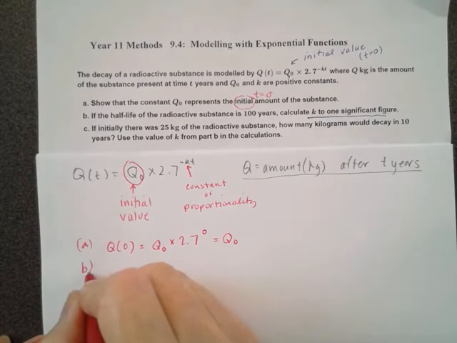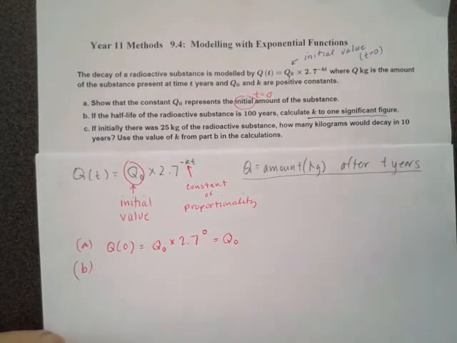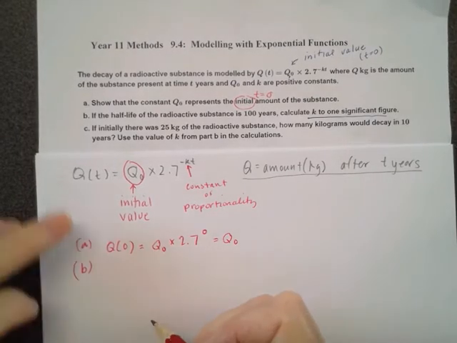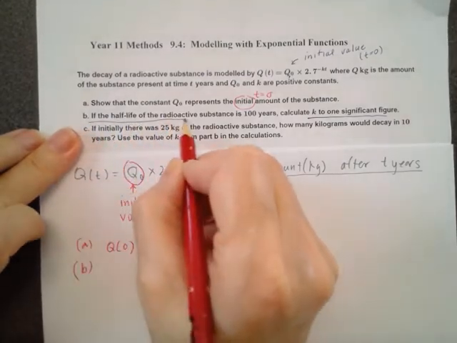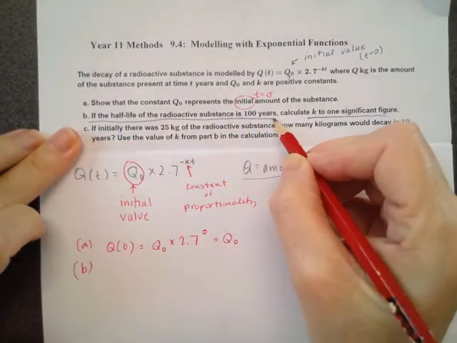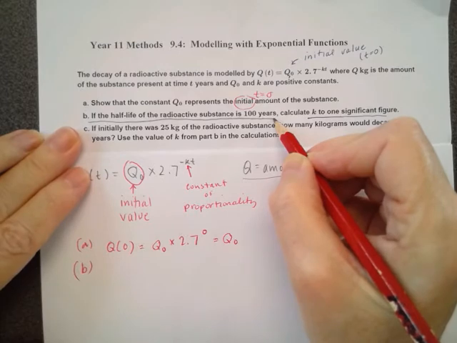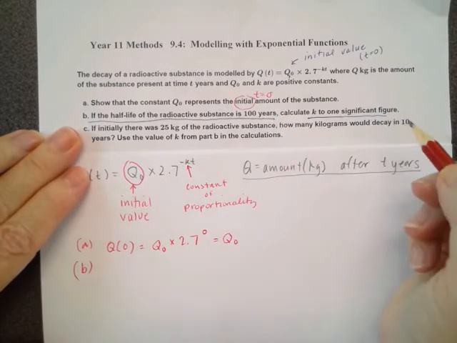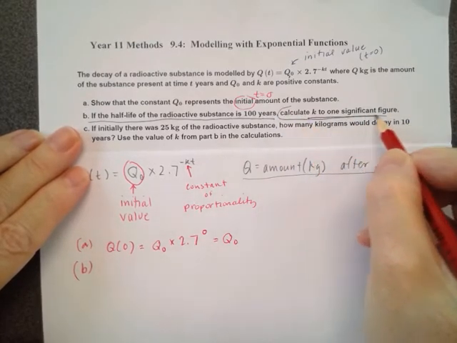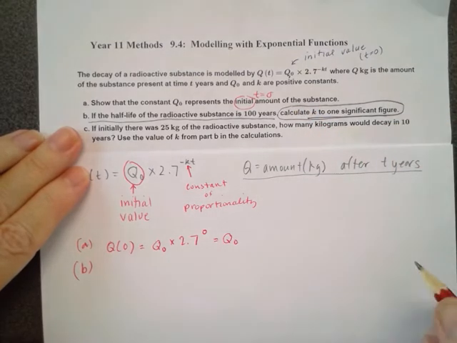Part B says, if the half-life of the radioactive substance is 100 years, that means in 100 years I'm going to have half of what I started with. Then I want to calculate K to one significant figure.